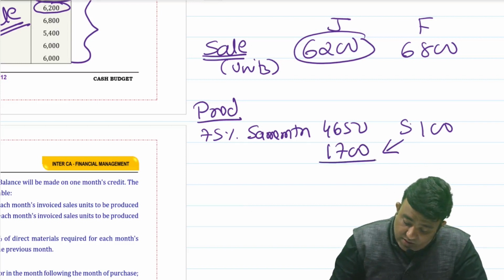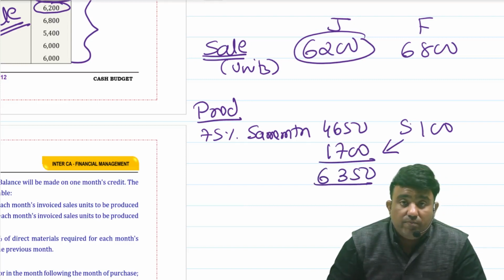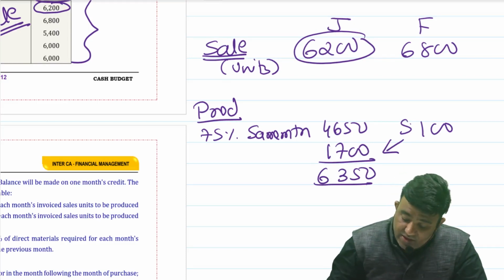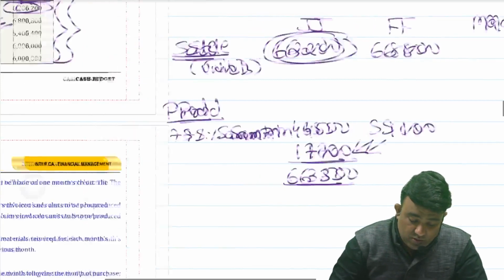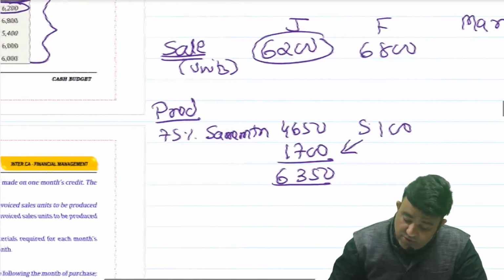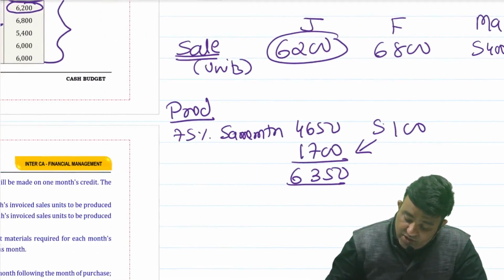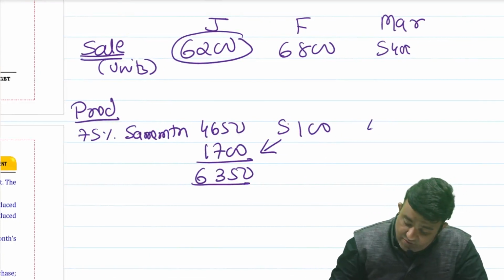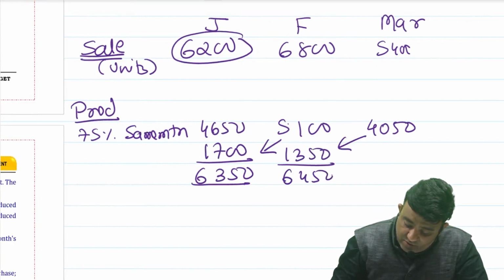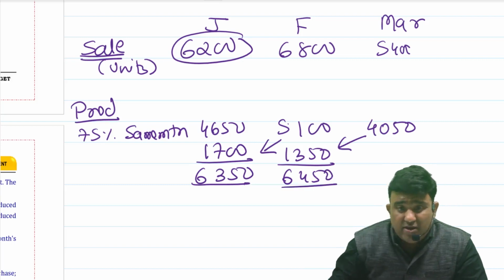So total will be this 6350. And as far as March is concerned, students, the units of March are 5400. Out of 5400, 75%, 4050 will be produced here, and 1350 will be produced here. So this is going to be 6450. Yes, no? And so on.